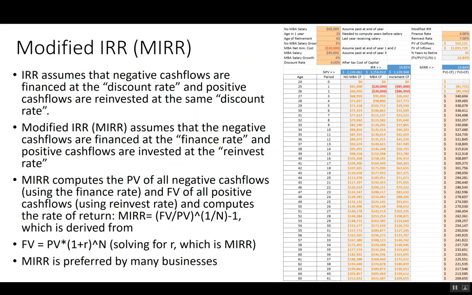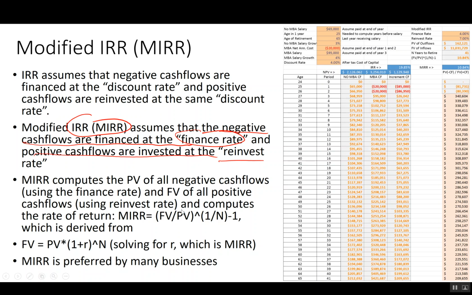Now I just want to show you one little technique that a lot of companies use called modified IRR. Now the IRR formula assumes that if the firm has to borrow money, they borrowed at the discount rate. And if the firm earns money, it can reinvest the money added at that same discount rate. The modified IRR, or the MIRR, assumes that when there's negative cash flows, they're going to be financed at some finance rate, and the positive cash flows are reinvested at some reinvestment rate. So the MIRR computes the NPV making those two assumptions.